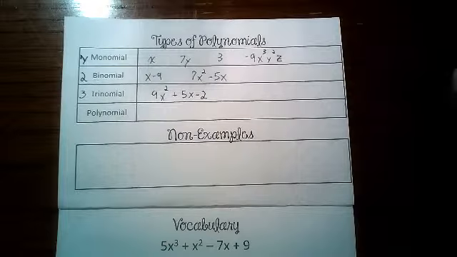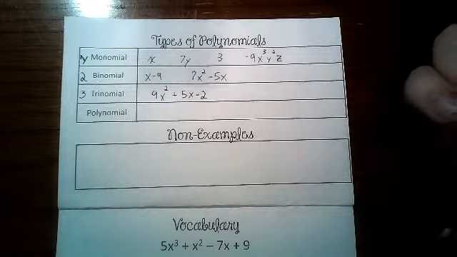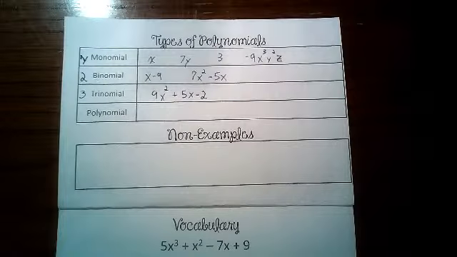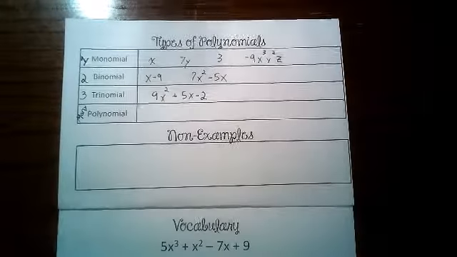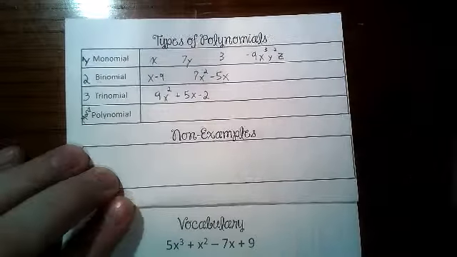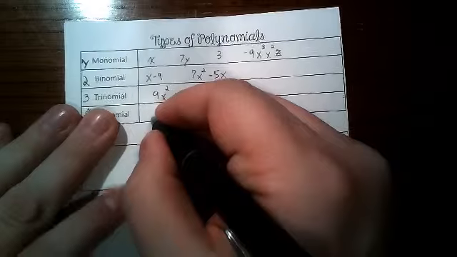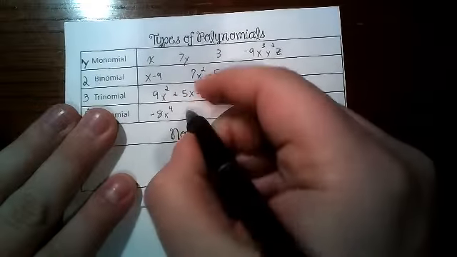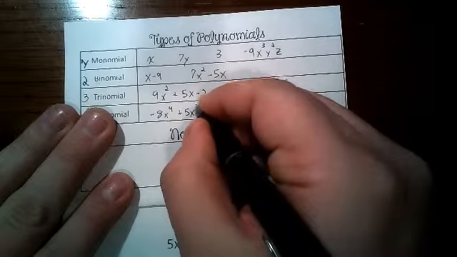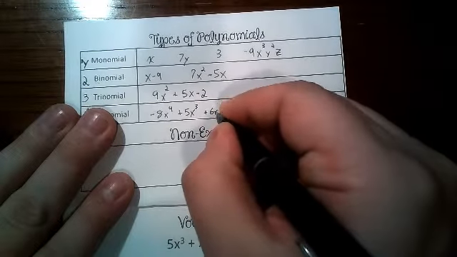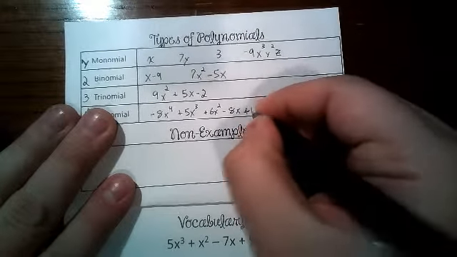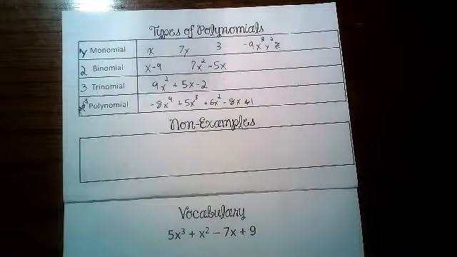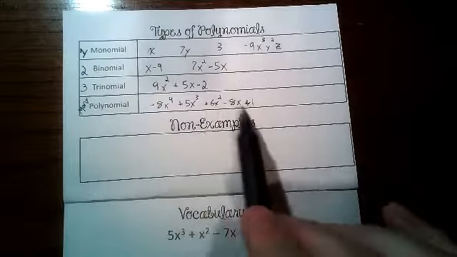And then there are terms for 4 terms and 5 terms. There's some vocab for that, but pretty much after 3, we always just say polynomial. So if you have many terms, or usually more than 3 terms, we just say it's a polynomial. An example of a complex polynomial could be negative 8x to the 4th plus 5x cubed plus 6x squared minus 8x plus 1. That's something complex. It's got more than 3 terms. It's got 1, 2, 3, 4, 5 terms in there.